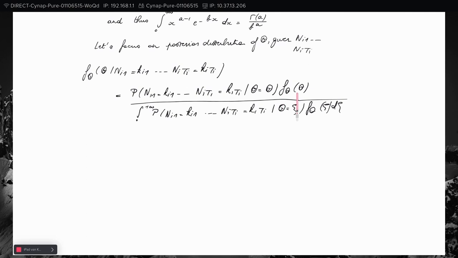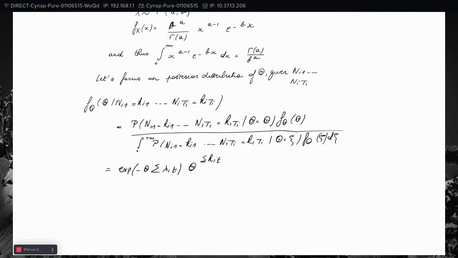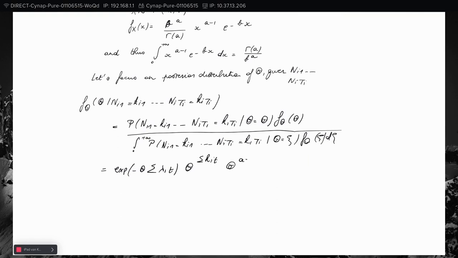Now, of course, I've got a very specific density to use for the density of theta. And I'm going to use my gamma density that I had earlier on. So let's see what we get. That's the exponential of minus theta times the sum of the lambda i's. I've got theta to the power the sum of the k i's, sorry. And because I'm dealing with a gamma density, I have theta to the power a minus 1. I've got the exponential of minus a times theta. I've got a to the power a divided by gamma a.